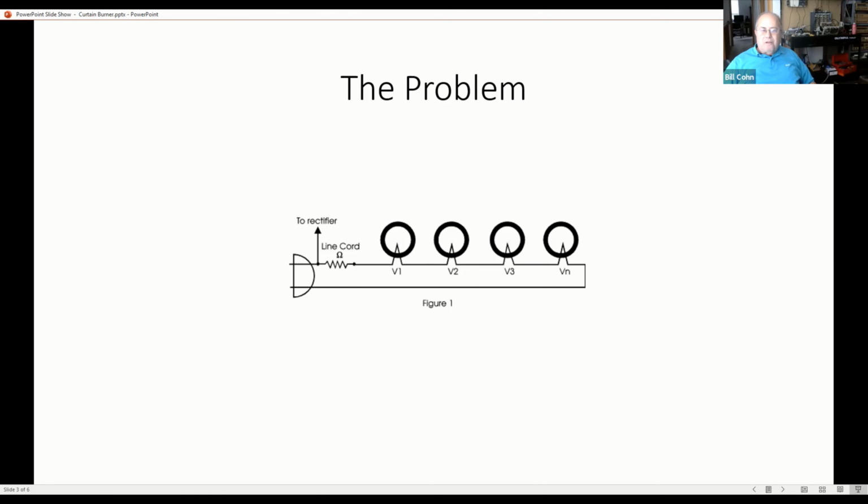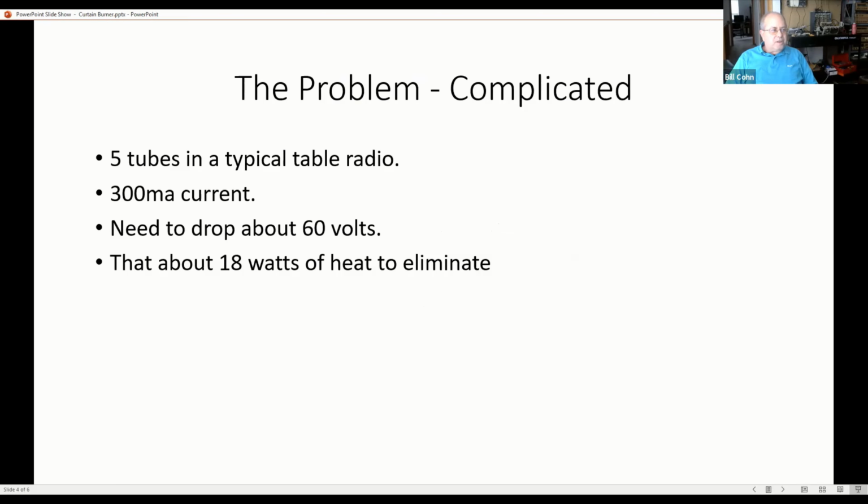The reason they would do it in the line cord is you distributed the wattage problem, the actual heat that was generated. So you typically had 5 tubes in the table radio, 300 milliamp current, and you needed to drop 60 volts. So that meant at 60 volts, at 300 milliamps, you were dropping 18 watts of power. Think about that. That's like a small electric blanket. If you try to put that all together in one of those small resistors and mount that back on your chassis, it'd be an enormous amount of heat in one spot.